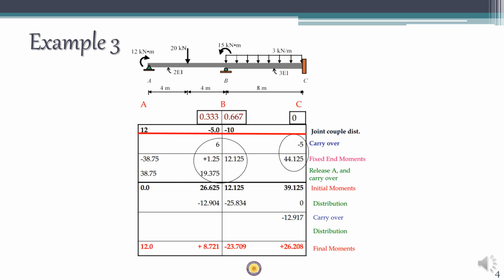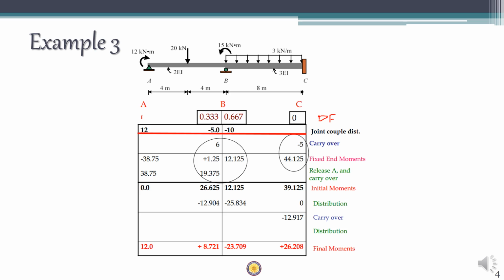You have to draw the moment distribution table. So normally you start off with listing out the distribution factor values, DF. On the right hand side, which is C, it is a fixed joint, so the distribution factor is 0. The simple end A is a simple support, so the distribution factor is 1.